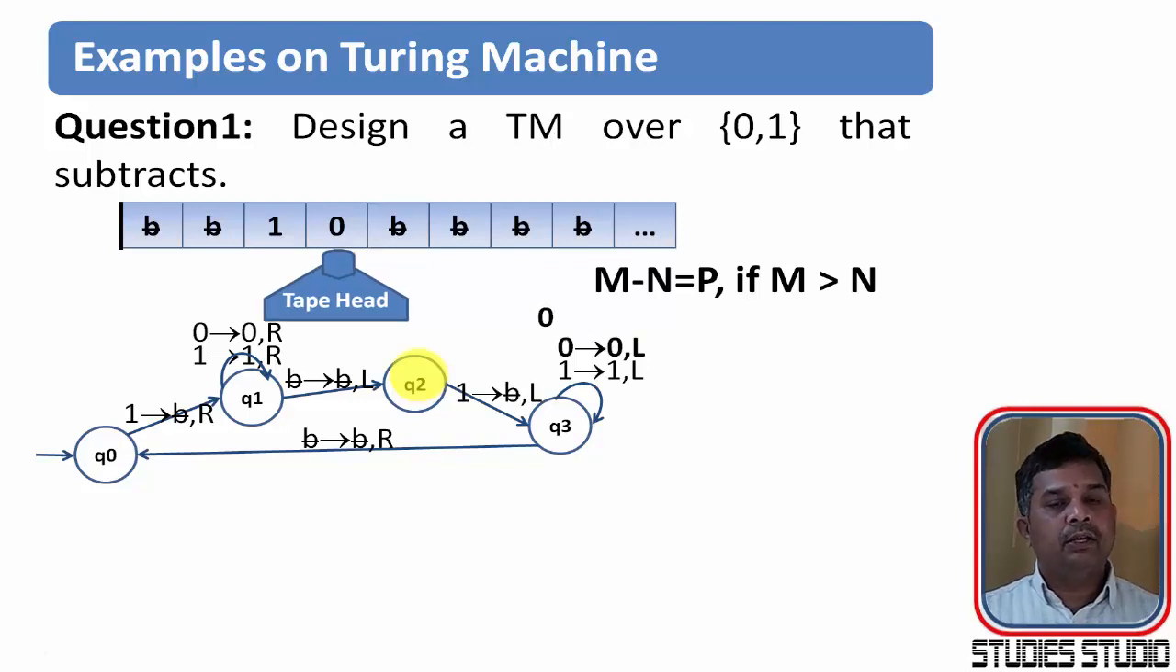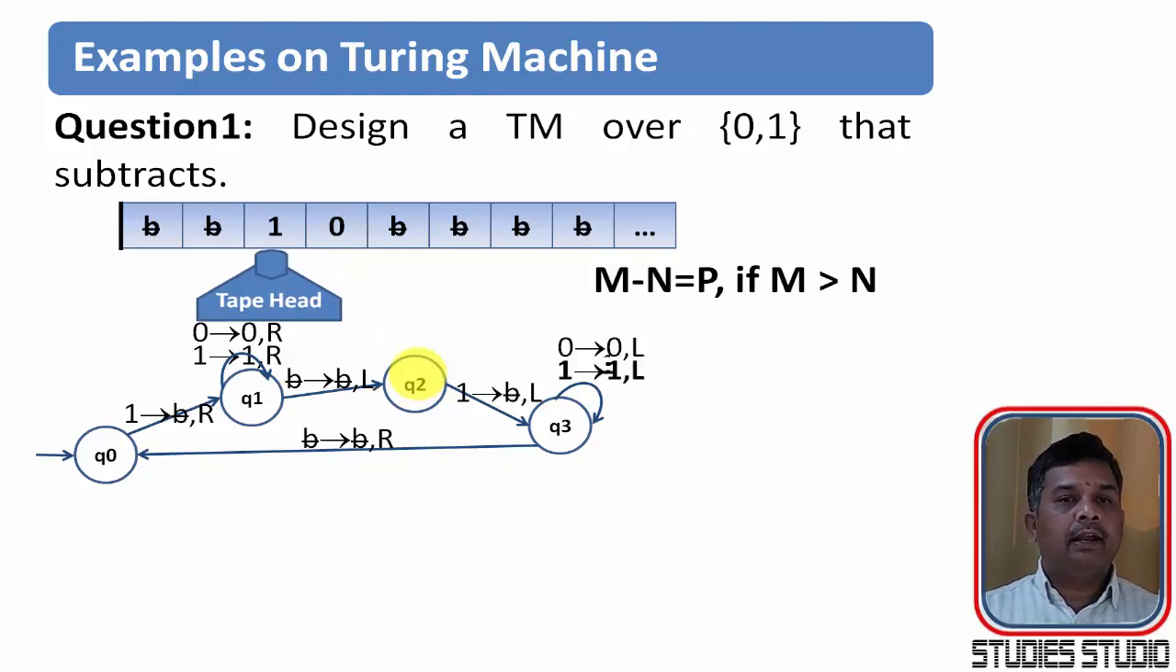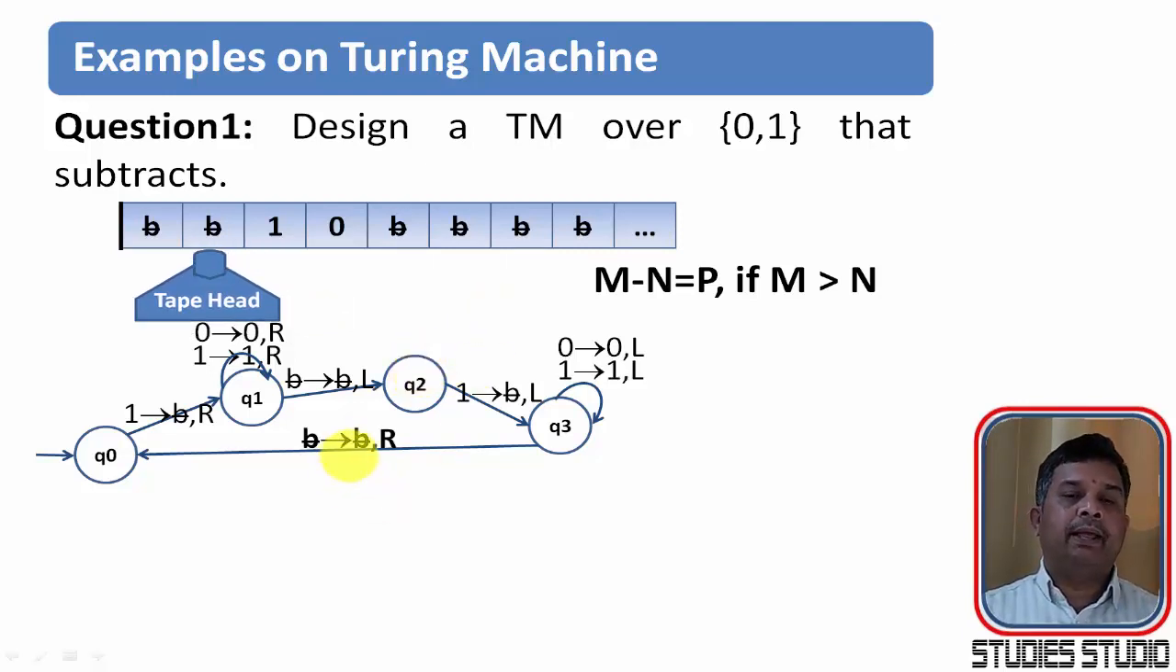So when blank appeared, I'll write blank onto it and move left. Again 0 appears, so I'll write 0 onto the tape and start moving left. Again I got a 1. I'll write 1 onto the tape and start moving left. You see I got the first blank here. When I got the first blank, I'll write blank onto the tape and start moving right. Again I am at state Q0.